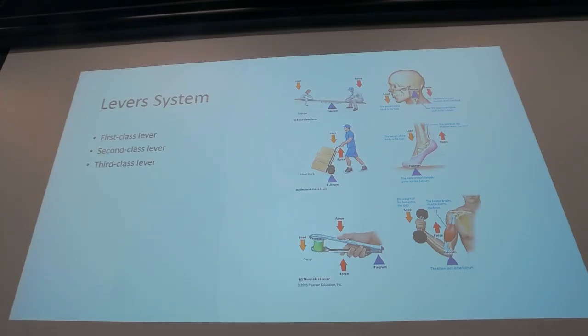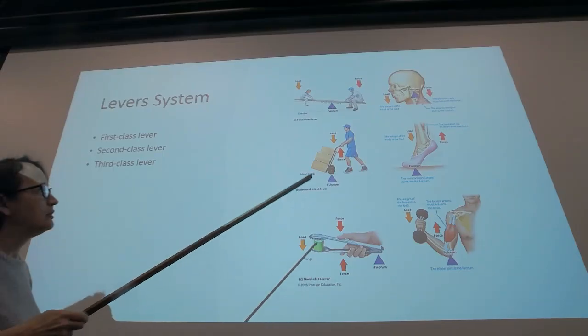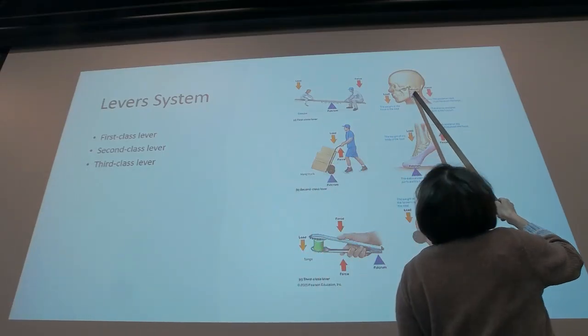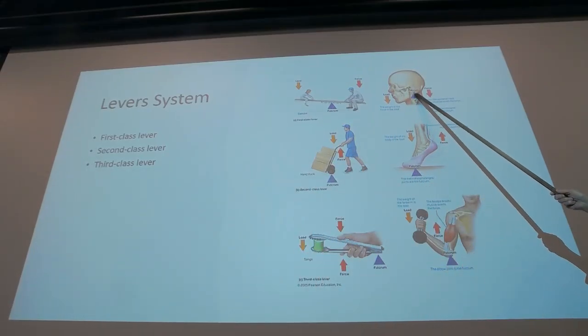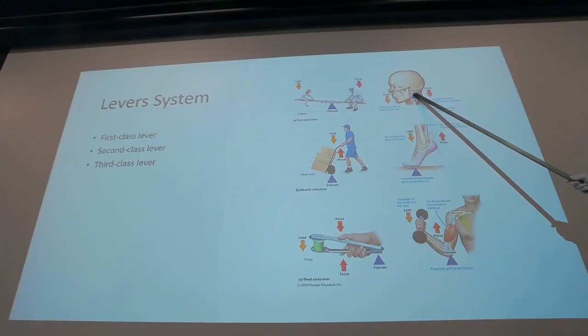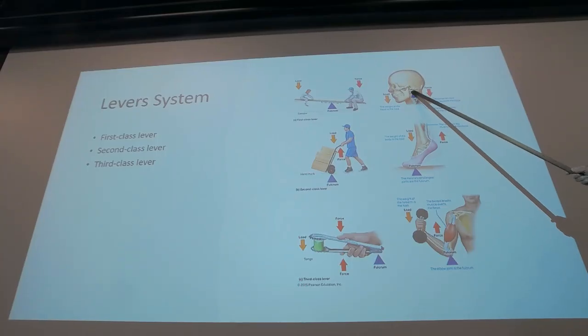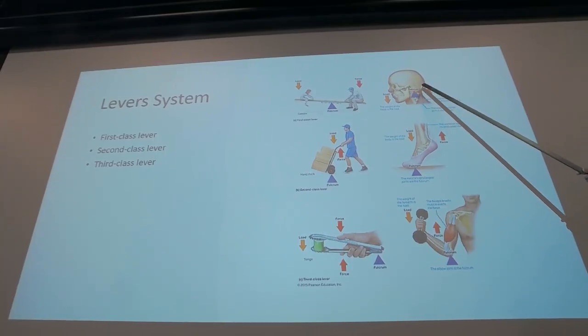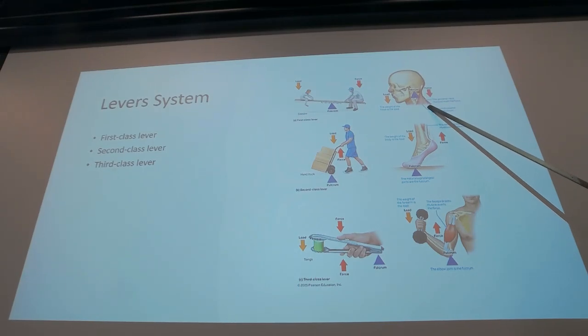So here are the examples. Here we have the atlanto-occipital joint. It's first class because the fulcrum is here in the middle. That's the joint between the occipital condyles of the occipital bone and the lateral masses of the atlas. The force will be contraction of your trapezius. And what is the load? The weight of your head.